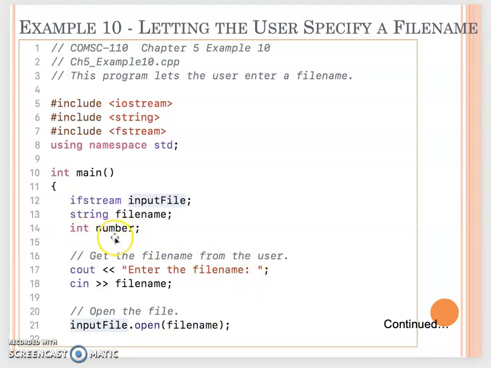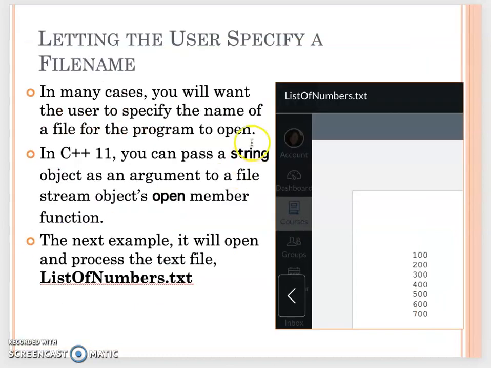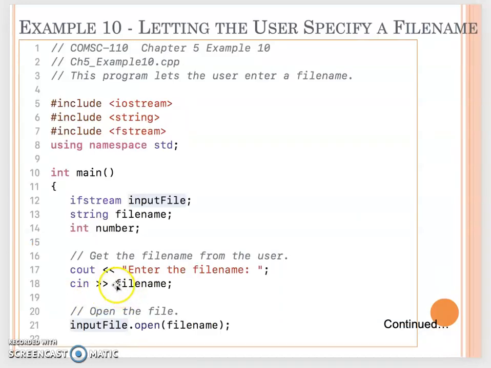Okay, good. Because I have iostream, I can read the user input, right? So we print out to the user, please enter the file name. Then you will enter the file name. In this example, we have the list of numbers.txt file, so you need to enter this name. Then you will have the cin, we save the file name.